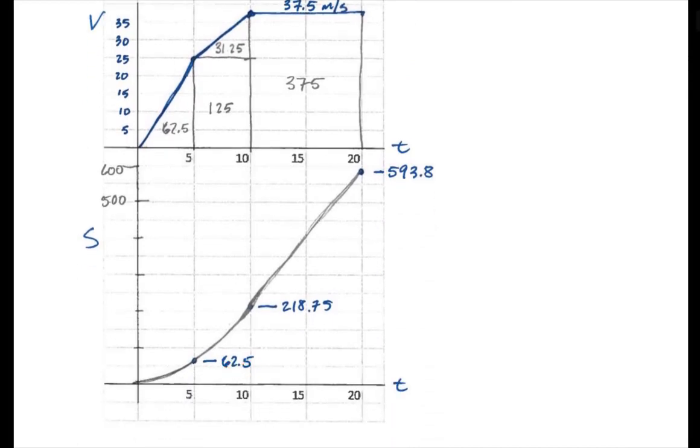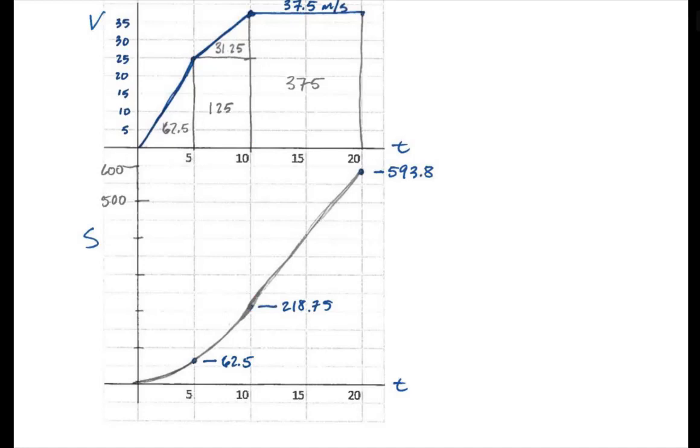If I look from this position to this position, I want to find out the change in position. I would look at the area under these two curves, or these two areas here. So the area here is 125. The area of that one is 31.25. And so the change in position from here to here is the sum of those two, giving me a position of 218.75 at time equal to 10.